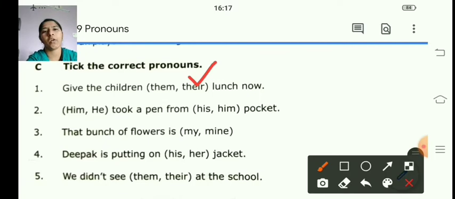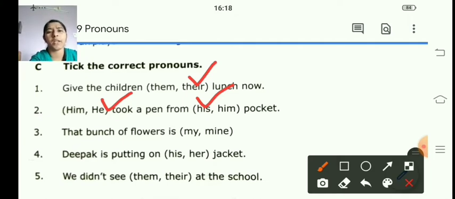Very good. He took a pen from his pocket or him pocket? His pocket. Very good, children. So, he took a pen from his pocket. Right? So, understood? Third one, we'll do.